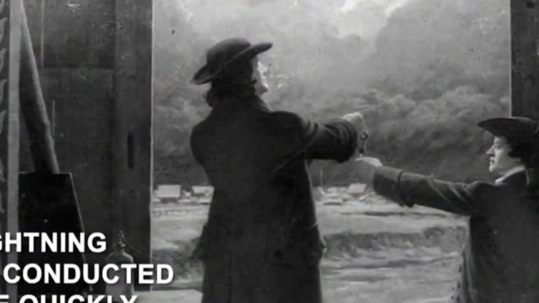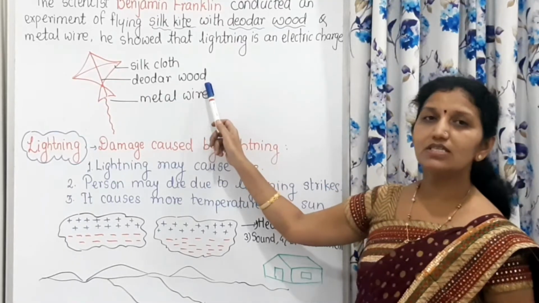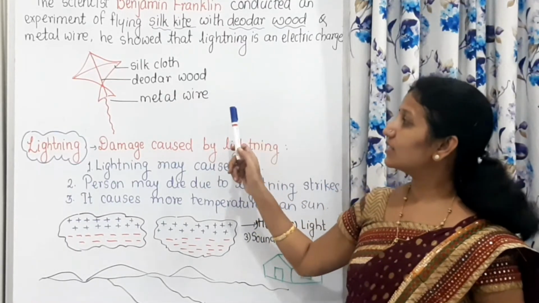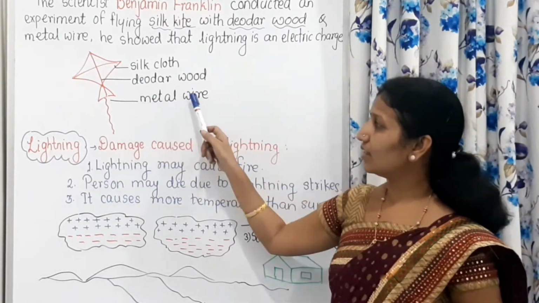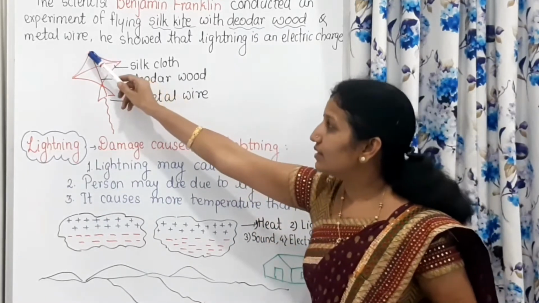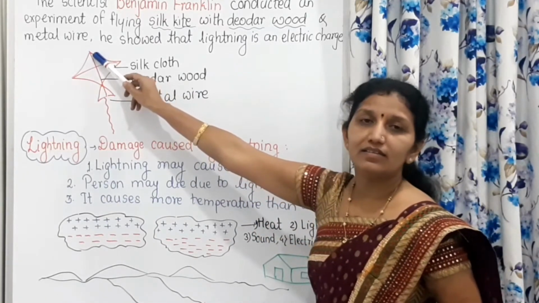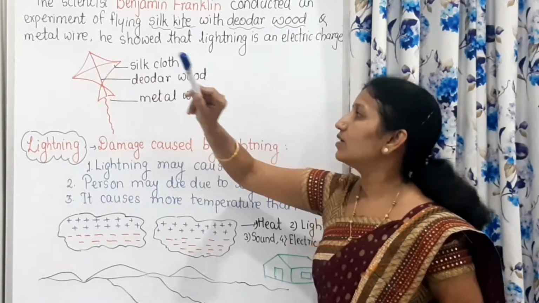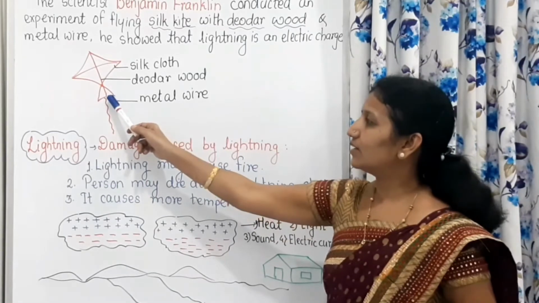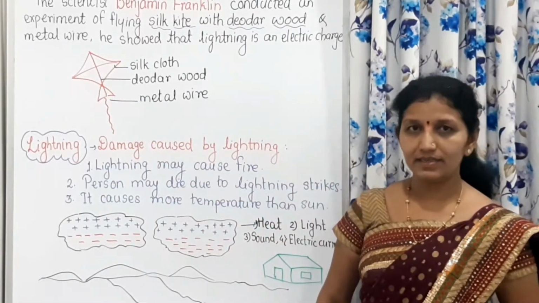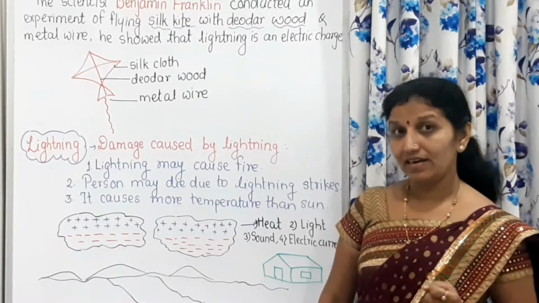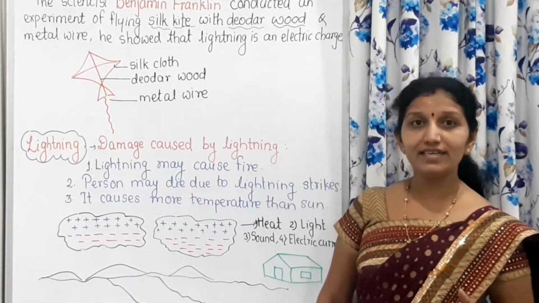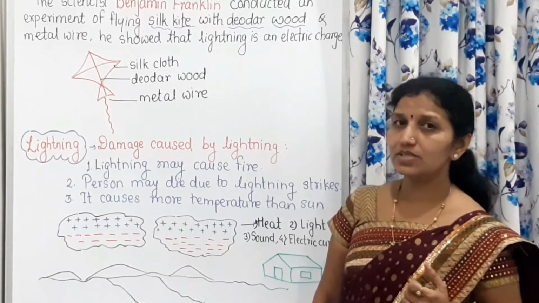What he did, he made a kite with silk cloth, and deodar wood was taken for making it. He had taken a metal wire, and he had kept one end of the metal wire at the top and another to the string of the kite. He flew the kite in the sky, and on that day there was lightning in the sky. And what did he observe?